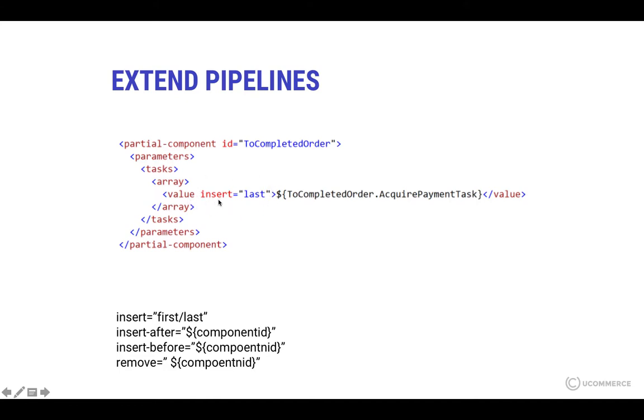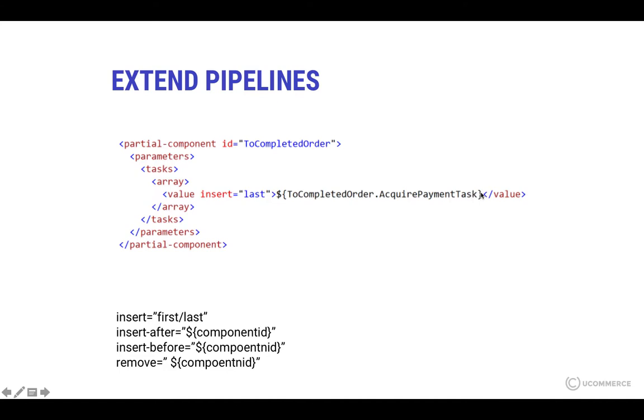So when Ucommerce starts up, it finds the pipeline, the original one called toCompleted, and then looks for any partial components that might want to hook into that. In this case, our little configuration here. And then it figures out, well, we want this step inserted as the last one, and we want this particular component to be set up there.